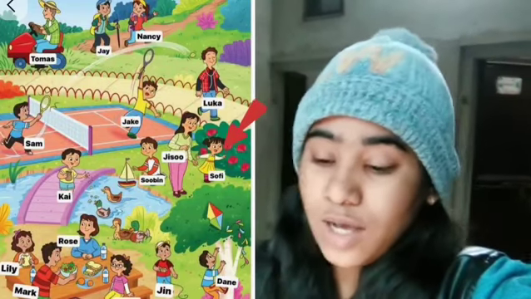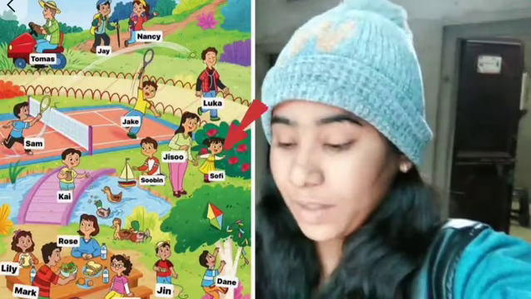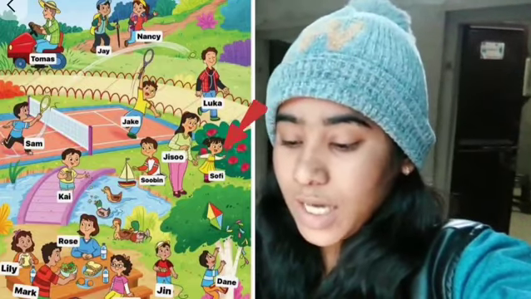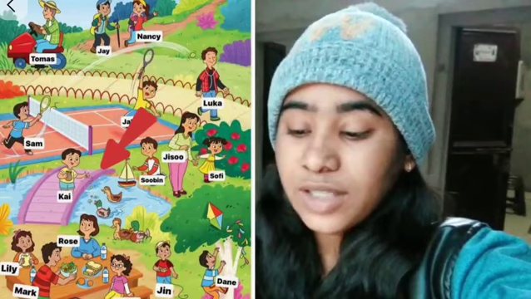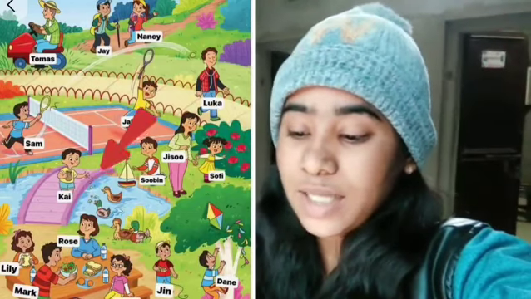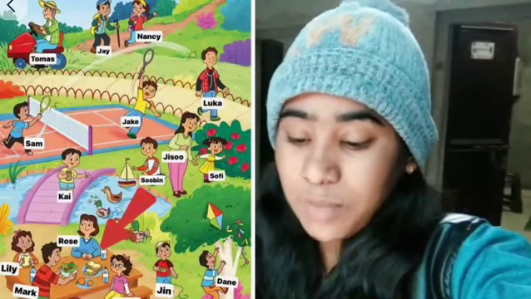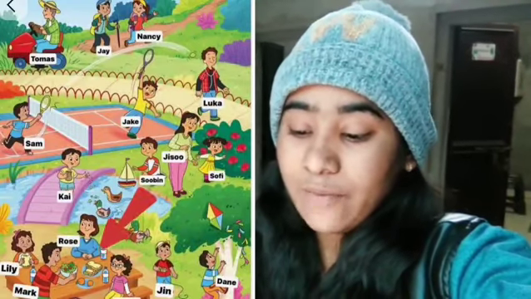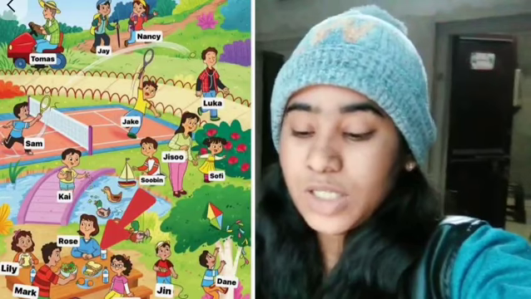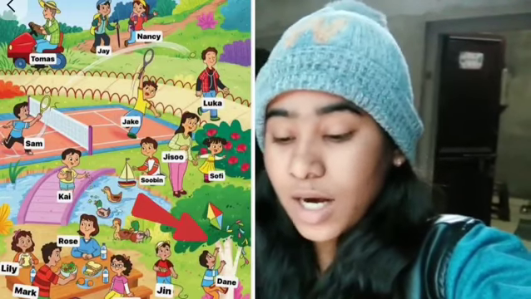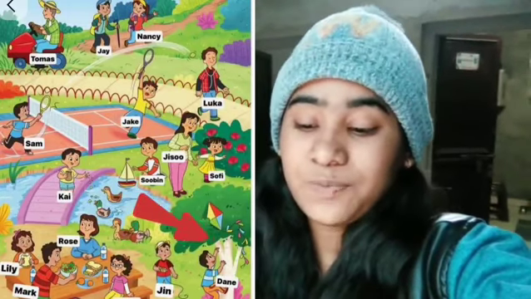Jisoo and Sophie are picking the flowers. And then Kai is feeding the ducks, and the ducks are having a meal. Rose, Lily, and Mark are having a meal together. Jin and Dane are flying the kite. So this is how we made sentences by naming the objects and also the characters.